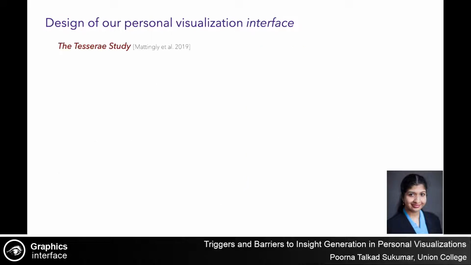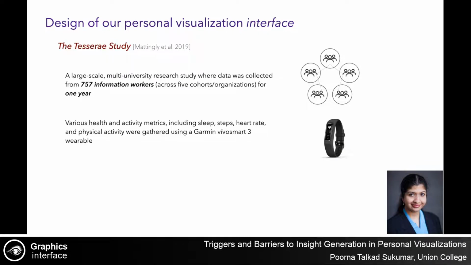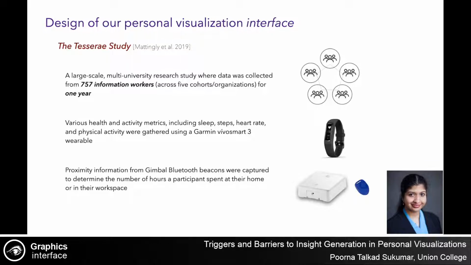And to study personal visualizations, we designed an interface presenting the personal data gathered during the Tesserae study. The Tesserae study was a large-scale multi-university research study where data was collected from 557 information workers across 5 organizations or cohorts for a period of 1 year. And various health and activity metrics, including sleep, steps, heart rate, and physical activity, were gathered using a Garmin Vivosmart 3 wearable. And proximity information from Gimbal Bluetooth beacons was captured to determine the number of hours a participant spent at their home or in their workspace.